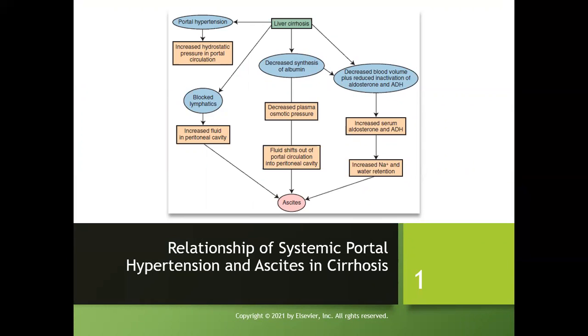Relationship of systemic portal hypertension and ascites and cirrhosis. If you look, you can see that liver cirrhosis causes portal hypertension, which causes an increased hydrostatic pressure in the portal circulation. Liver cirrhosis also causes blocked lymphatics, decreased synthesis of albumin, and decreased blood volume, plus reduced inactivation of aldosterone and ADH. And because of all of these, we have increased fluid in the peritoneal cavity, decreased plasma osmotic pressure, and fluid shifts out of the portal circulation into the peritoneal cavity, and increased serum aldosterone and the antidiuretic hormone, which can cause an increased sodium and water retention, which all lead to ascites.